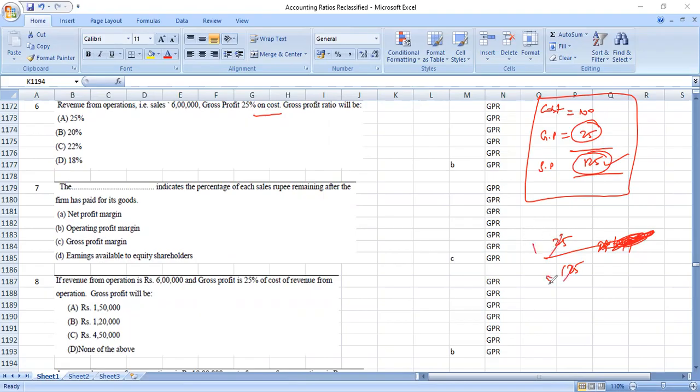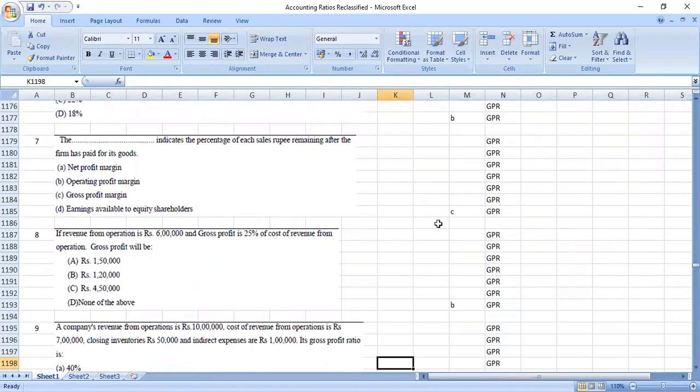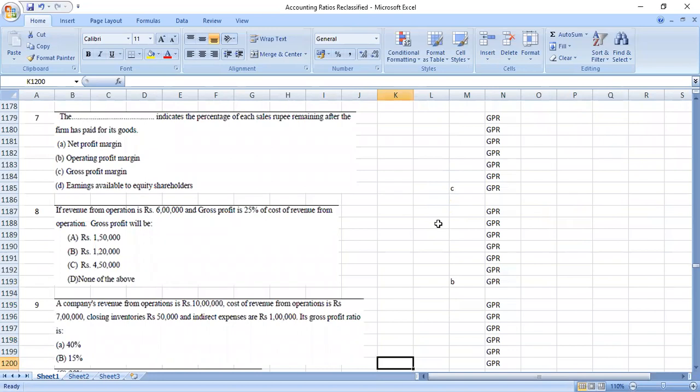That will be 1 divided by 5. 1 divided by 5 is 20%. All that, my dear children. Moving forward, the dash indicates the percentage of each sales rupee remaining after the firm has paid for its goods.